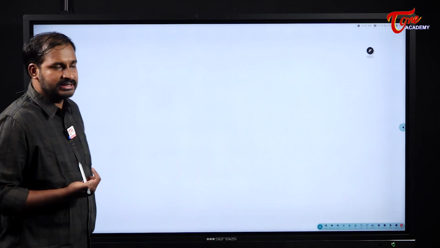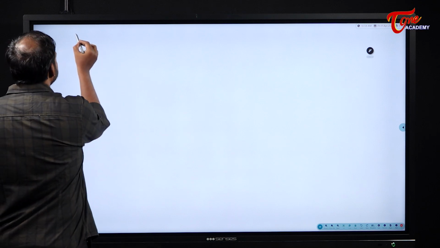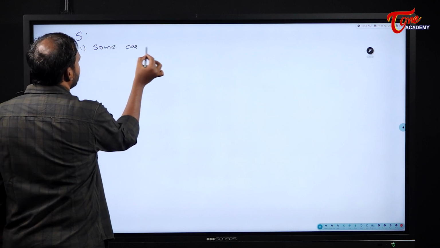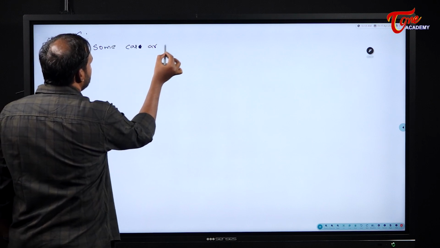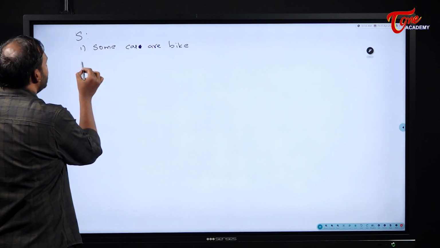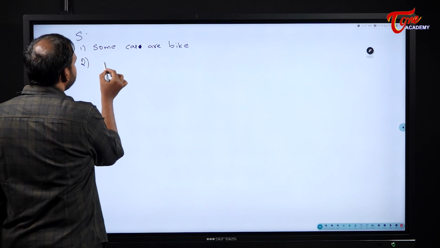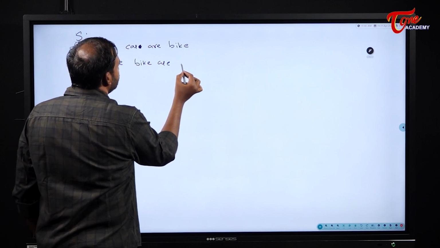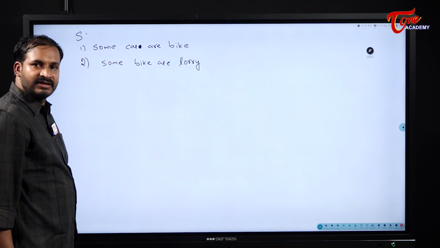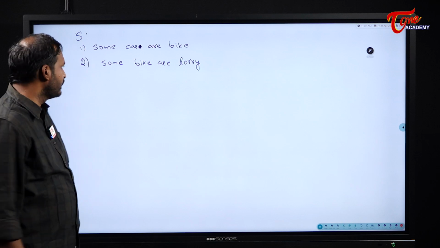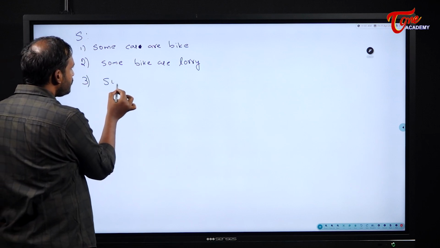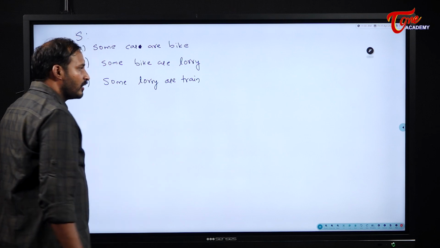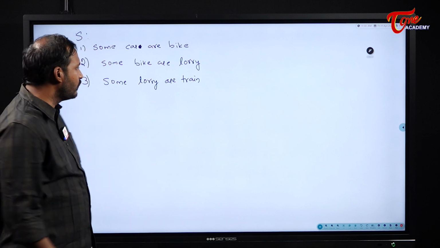Now, let us take an example and see here. Statements are, first one, some car are bike. Okay. Next, second one, some bike are lorry. This is the given statement for me. Okay, one more statement I will add. Some lorry are train. These are the three given statements for me. Now come to the conclusions.